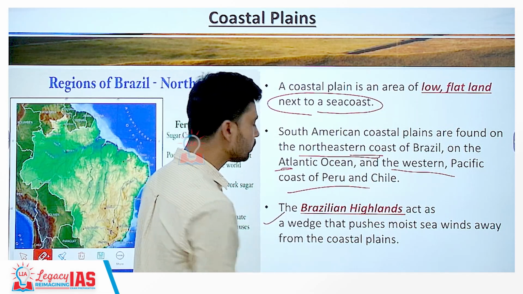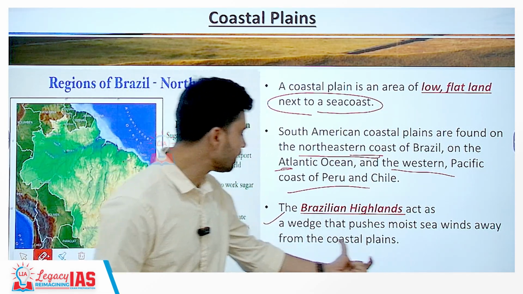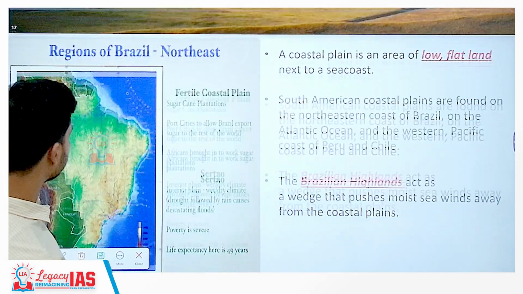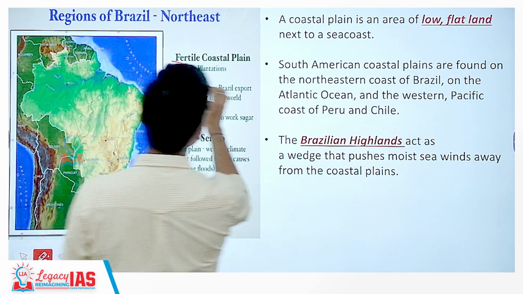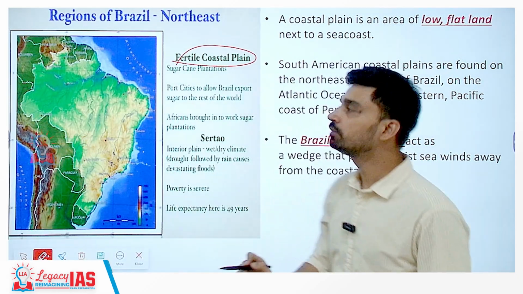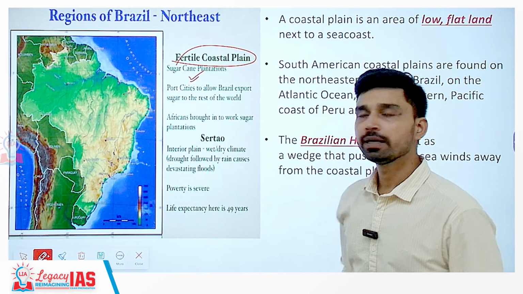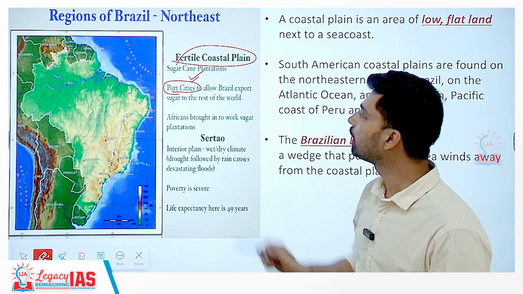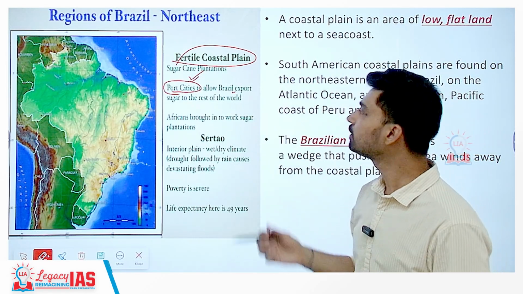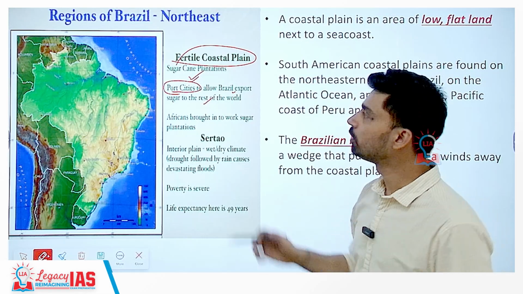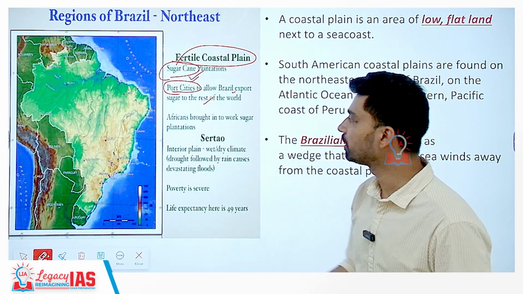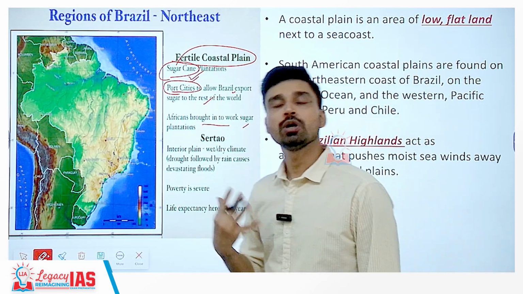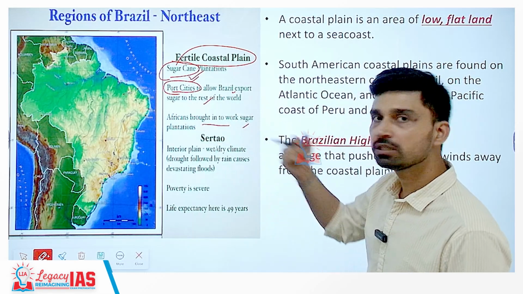The Brazilian highland acts as a wedge that pushes moist sea winds away from the coastal plains. If you look at this map, you can see the fertile coastal plain on the eastern side of the continent, where sugarcane plantation is a major crop. Here you will also see development of a lot of port cities that allow Brazil, the largest country of South America, to export sugar to the rest of the world. That is why the sugar industry is one of the major industries in this region. Africans were brought in earlier times to work in sugar plantations as slaves, so slave trade was also practiced along this fertile coastal plain.